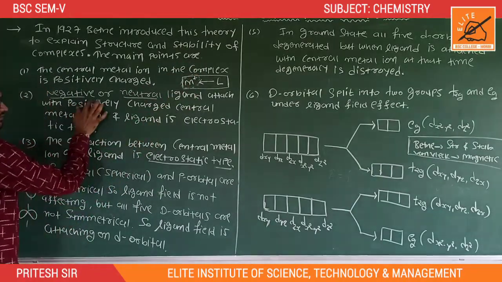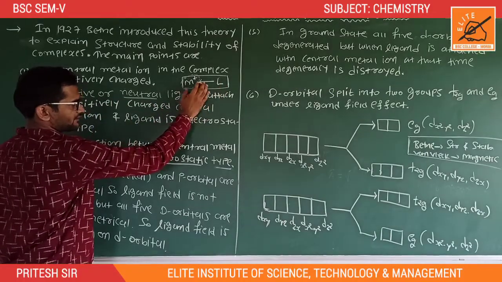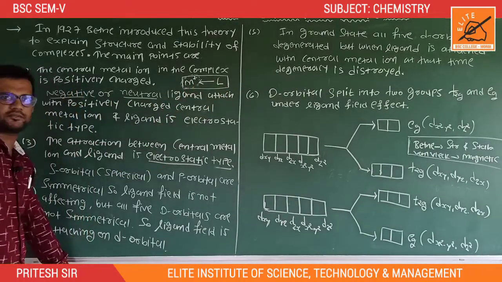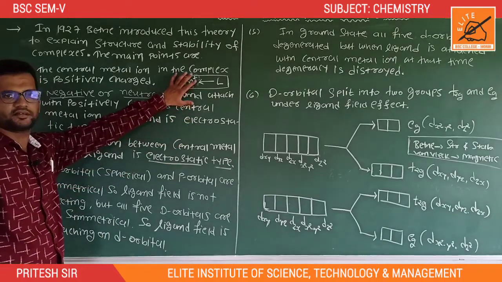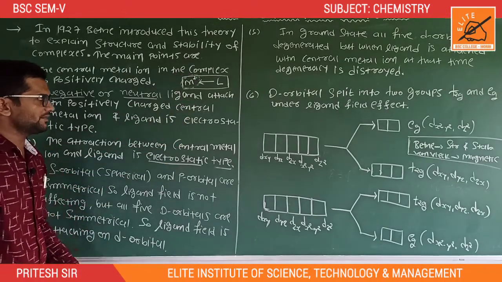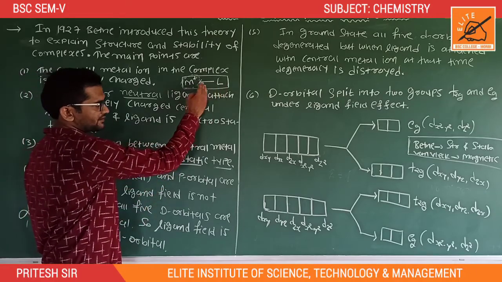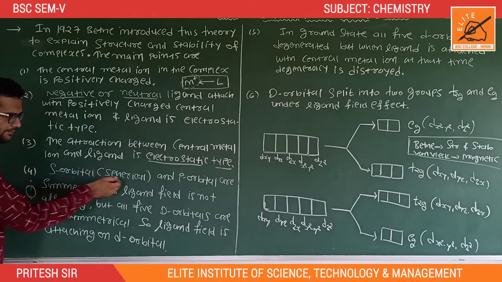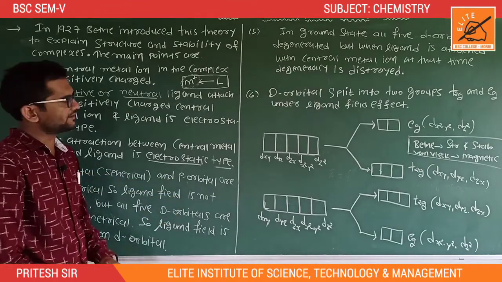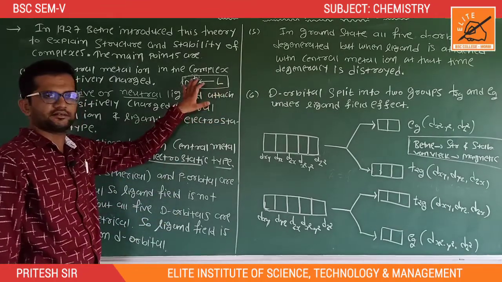Second one is negative or neutral ligand attaches to the metal ion by a covalent coordinate bond and it forms an electrostatic direct force around the metal ion. And when the ligand is attached with the metal ion, at that time the s orbital and p orbital both are symmetrical, so they are not much affected by the ligand.